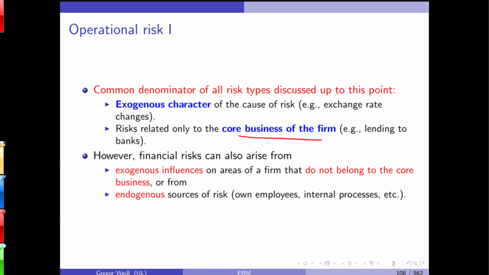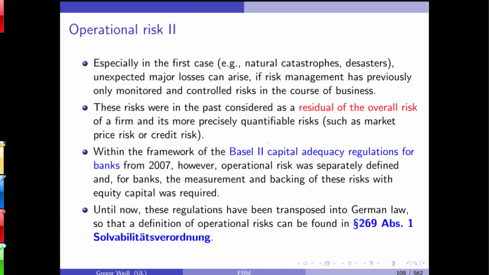And this is why, by definition, operational risk is a summary and a melting pot of quite different types of risk. We'll see a definition later on, but here you can just see that it's based on the Basel II capital adequacy regulations for banks, and it was introduced into German law as paragraph 269, section 1 of the Solvabilitätsverordnung, the executive order on the solvency of financial institutions. Just so that everyone knows this.